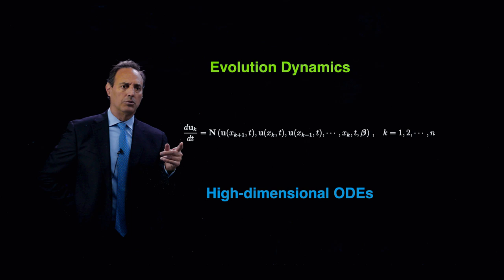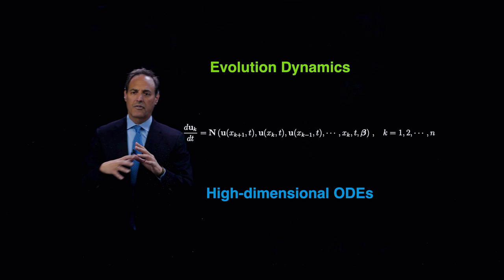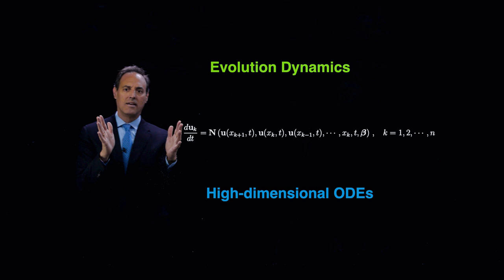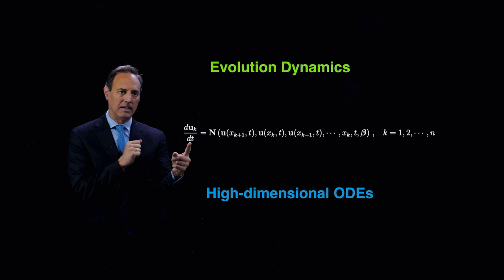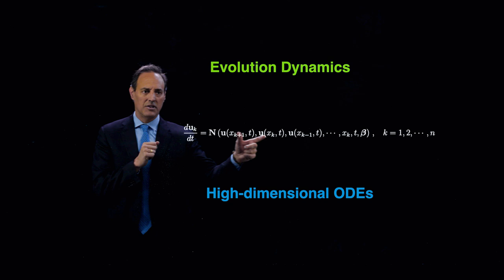Now notice what I've done. I've traded out this continuous variable, u of x of t, now for n discrete points describing the u field, and the evolution of the kth point is given by the following. du_k/dt is equal to n now, and notice what I've done here. I've put in here the discrete values of the u field. So in other words, evaluated at each of those k points.